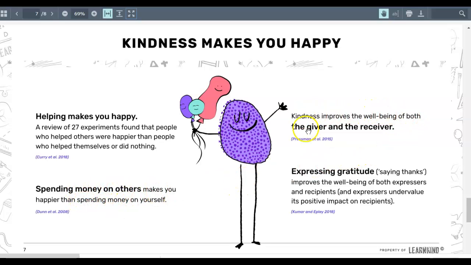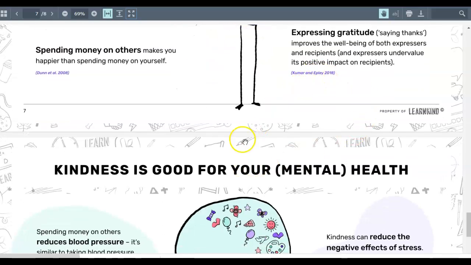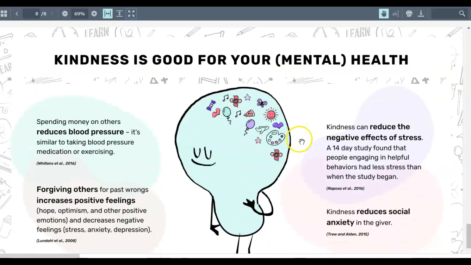All right. Kindness improves the well-being of both the giver and the receiver. So you feel better about giving something and you feel better when somebody gives you something or is kind to you. And expressing gratitude, just simply saying thanks, improves the well-being of both, again, the giver and the recipient. When you say thank you to someone, it kind of causes an emotional response that you realize that you're grateful for something somebody did for you, that somebody did something nice for you. And when you hear somebody say thank you, then you realize they appreciated what you did, and that makes you feel good too. Kindness is good for your mental health.